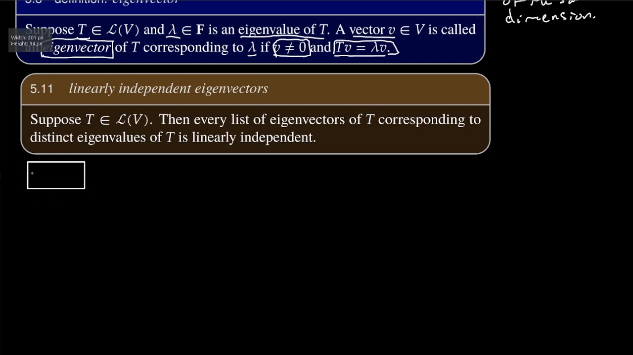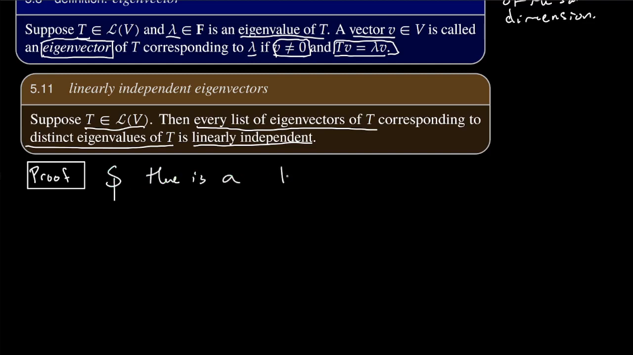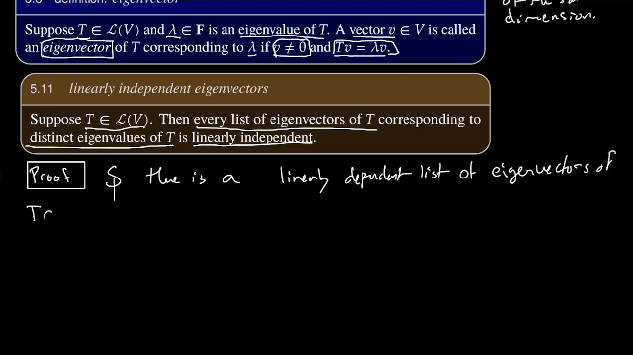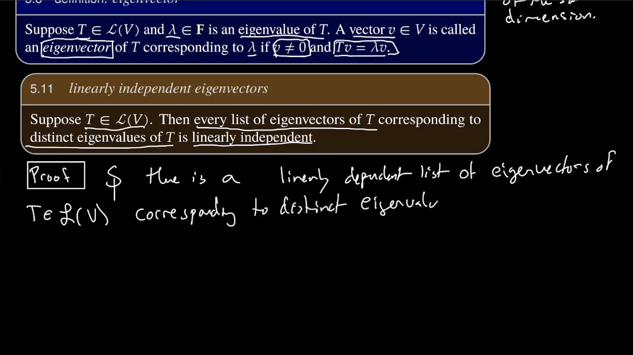So, proof. All right, we're going to say T is an operator on V, and we'll say that every list of eigenvectors of T corresponding to distinct eigenvalues of T is linearly independent. All right, so suppose there is a linearly dependent list of eigenvectors of T in L(V) corresponding to distinct eigenvalues of T. Okay, that is, what we're going to do is we're going to do contradiction.